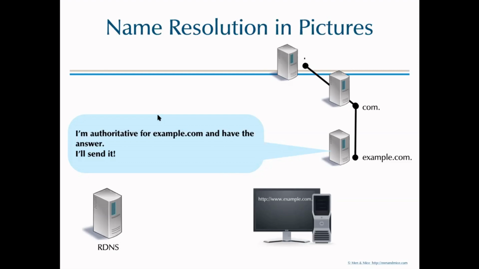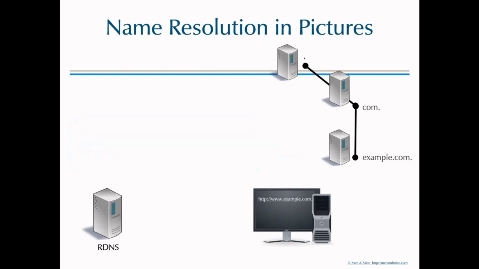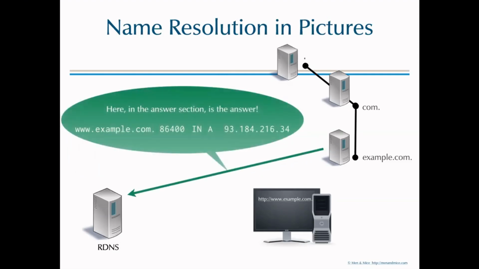Okay, back to it. So let's skip the side discussion of if the answer did not exist. In this case, it existed. The example.com authoritative server said, I'm authoritative, and there is an answer. So he sends back, as soon as I click in the right window, an answer. Okay. Here, for the first time in the answer section, we get, there it is, an answer. And the answer is www.example.com, a time to live, in this case, 86,400 seconds, which is 1 day.